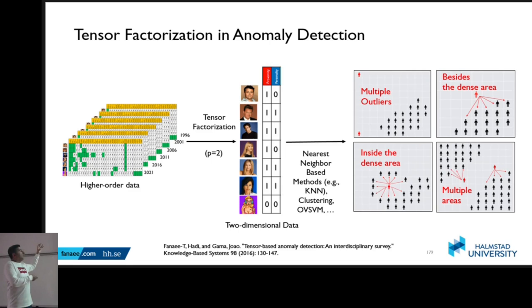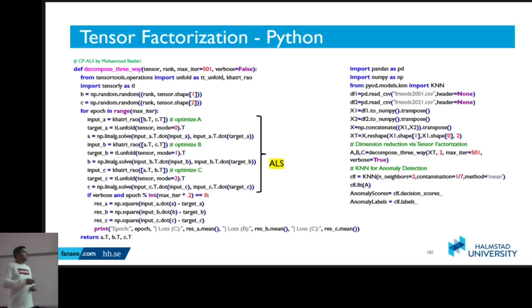We have higher order sparse data. We apply tensor factorization. We get two-dimensional or three-dimensional data, any dimension you want. And then you apply COF, nearest neighbor, clustering, or any method that works for lower dimensional data.